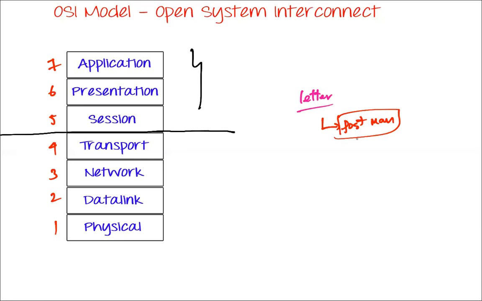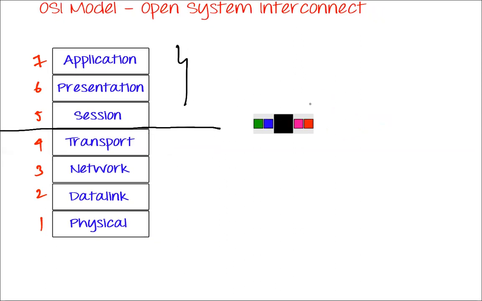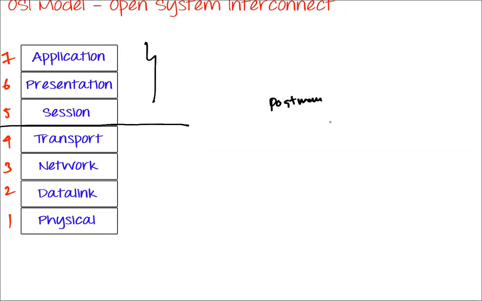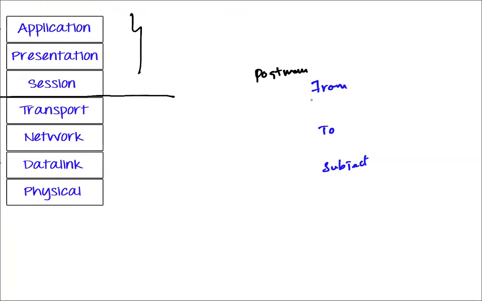If you think about a postman, what is he really worried about? Let's say the postman got a letter. Just go back 30 years. We all know how the letter format looks. The letter is going to have a from, a to, and a subject. This is how the letter looks.